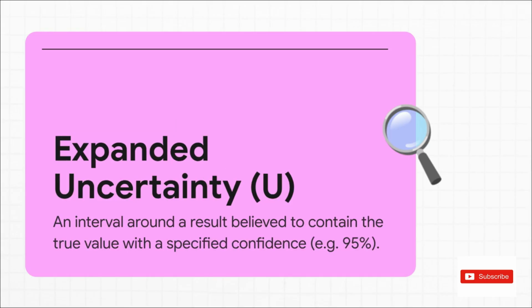And then we have its big brother, expanded uncertainty, with a capital U. Now this is the number that really matters to the doctor. It's what they actually see. We get it by taking that standard uncertainty and multiplying it by something called a coverage factor, which is usually just the number 2, to give us a really high level of confidence, typically 95%.